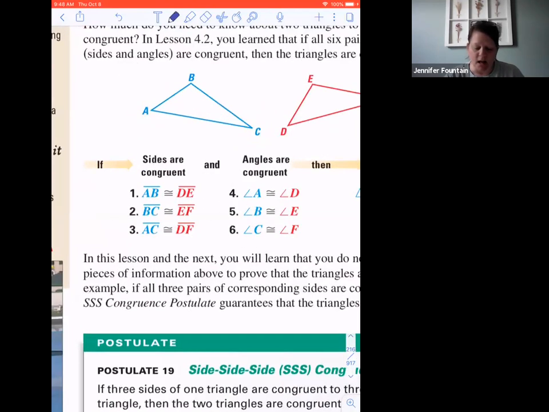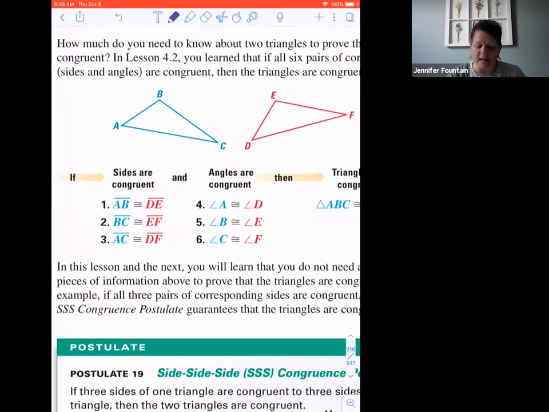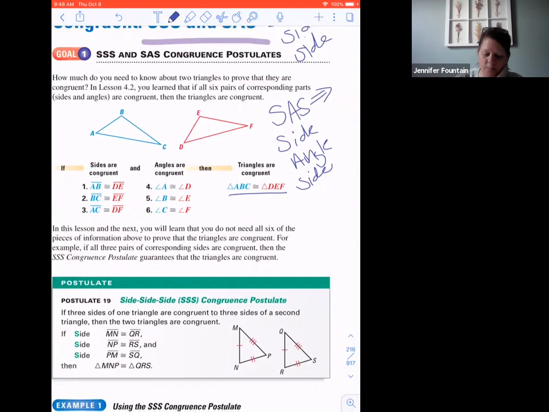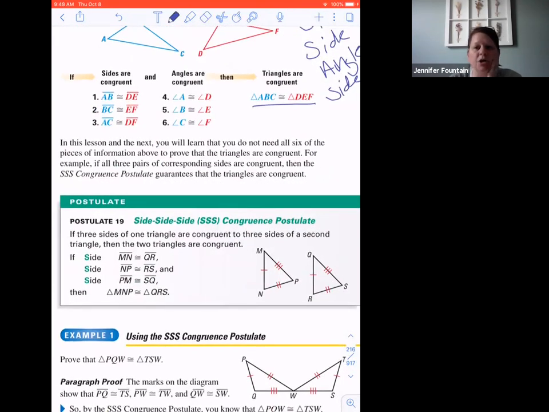So here it said sides are congruent. We can look at AB is congruent to DE, BC is congruent to EF, AC is congruent to DF. We also talked about the angles. Angle A is congruent to angle D, angle B is congruent to angle E, angle C is congruent to angle F. Therefore, triangle ABC is congruent to triangle DEF. And this lesson and the next lesson are going to be looking at how I can show that they are congruent, not using all 6.